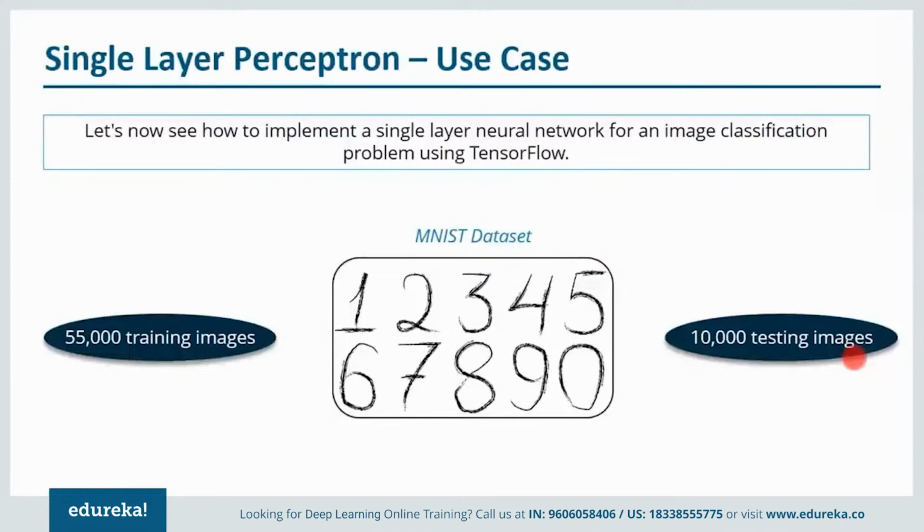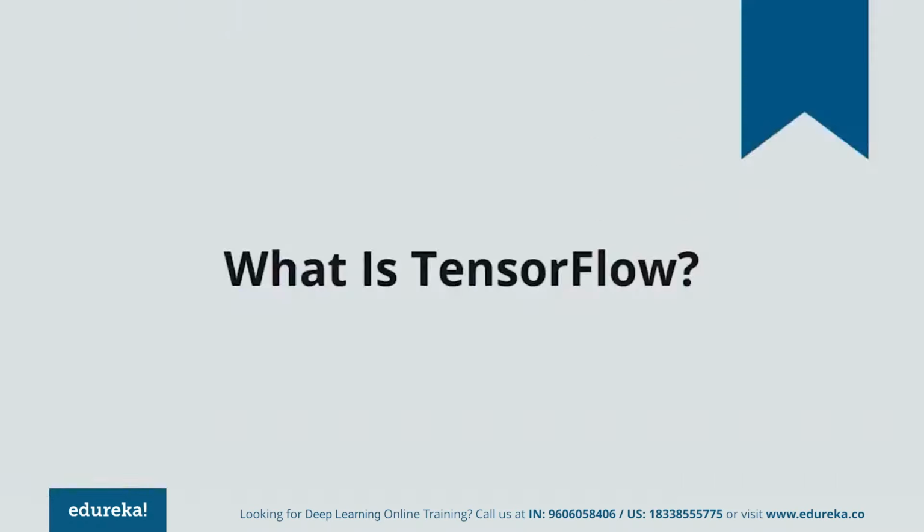And for all of this, we need to first understand what exactly TensorFlow is. So let us move forward, guys, and understand TensorFlow, and then we are going to implement all the things that we have discussed, that is the AND gate, the OR gate, and the MNIST dataset that I'm talking about. So let's move forward, guys, and understand what exactly TensorFlow is.